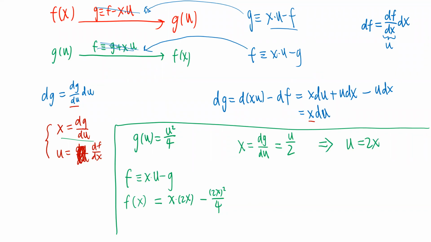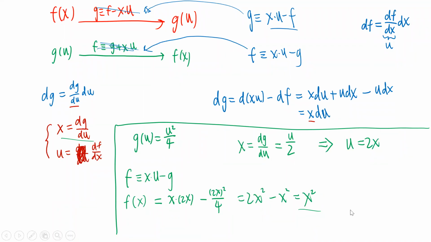So at the end, what do we have here? x times 2x, which is 2x squared, minus the second term, which is just x squared. And that would be x squared. So we exactly get back to the original function, f of x.